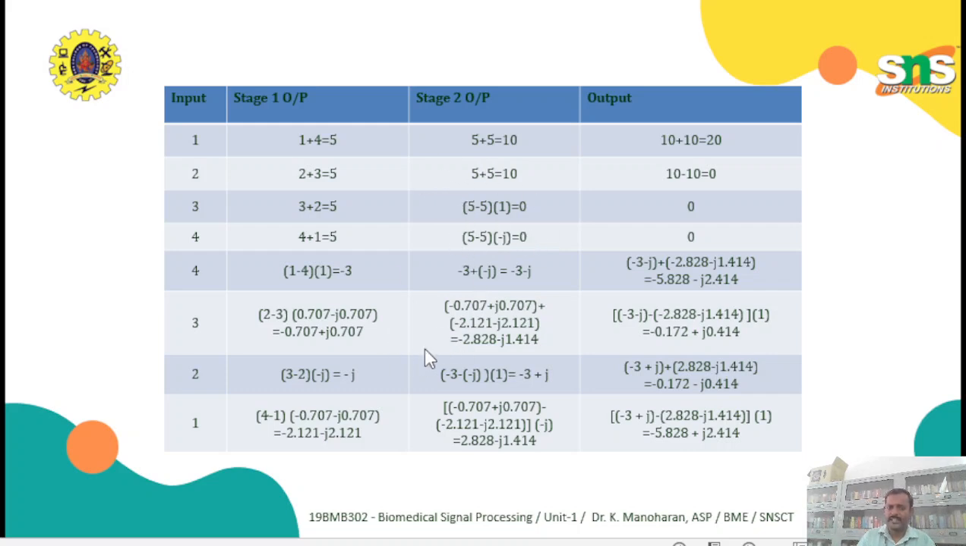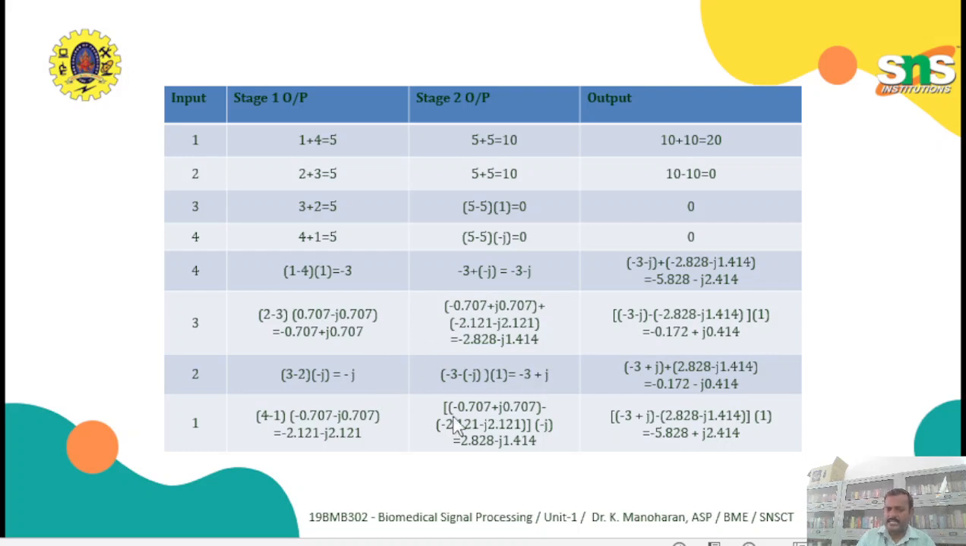And look at the second two butterflies. So look at this. This is 3 and this is minus j. So the up leaf simply adds the two inputs. So minus 3 plus minus j, this is minus 3 minus j. And the down leaf first performs subtraction and then multiplies with the twiddle factor. So minus 3 minus of minus j into twiddle factor 1. So that becomes minus 3 plus j.